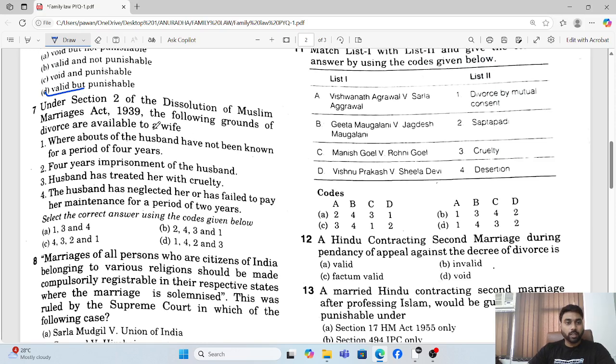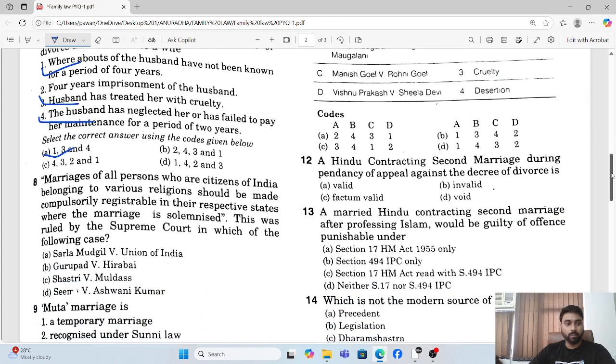Under Section 2 of the Dissolution of Muslim Marriages Act 1939, which of the following grounds of divorce are available to the wife? First, the whereabouts of the husband have not been known for the last 4 years, that can be a ground of divorce. Cruelty can be a ground of divorce. And neglect and failure to pay maintenance for the last 2 years can be a ground of divorce. So the answer is A, first, second, third and fourth.